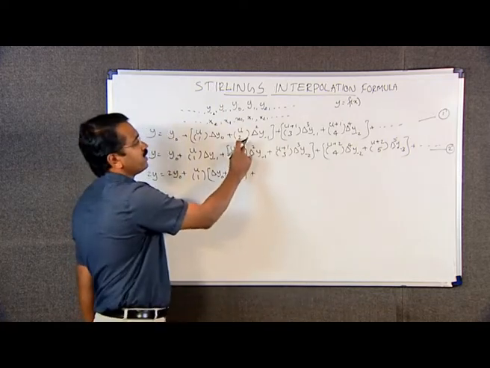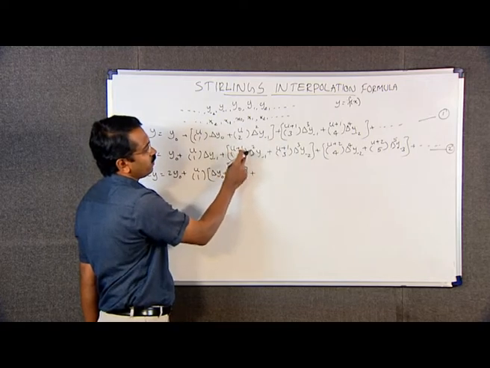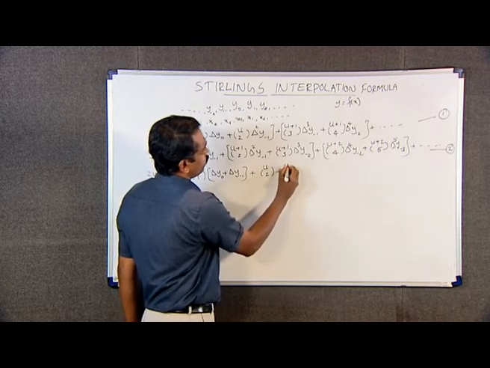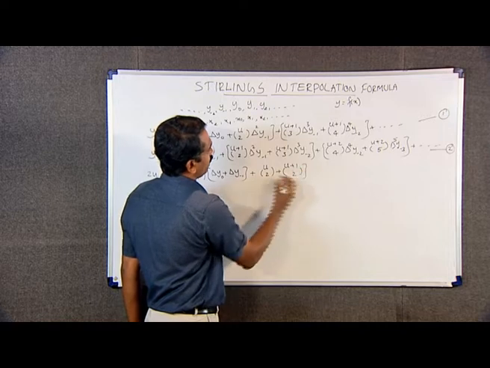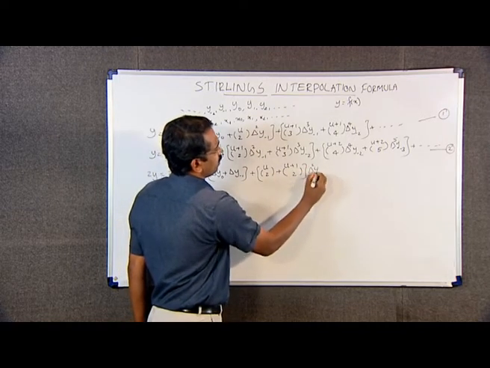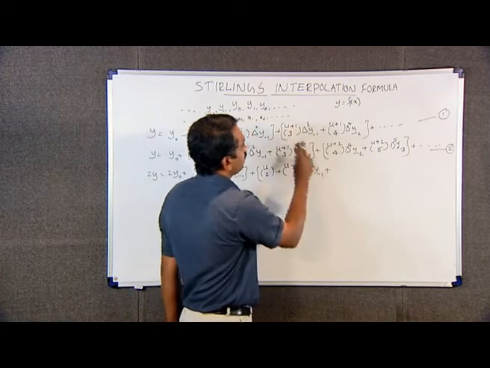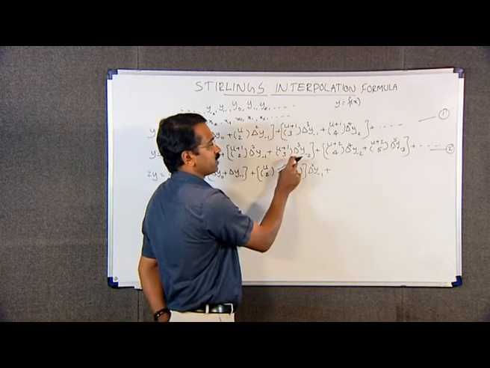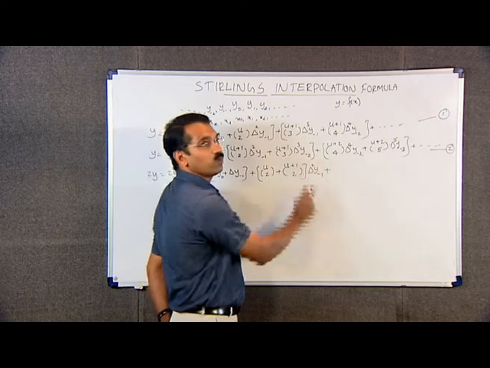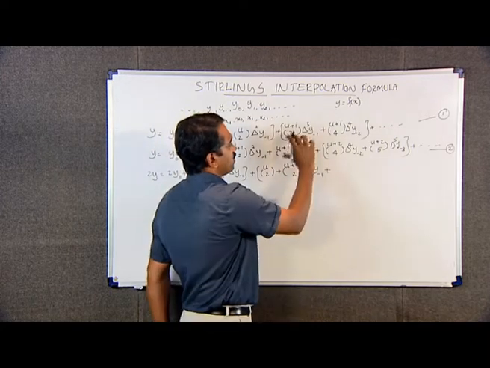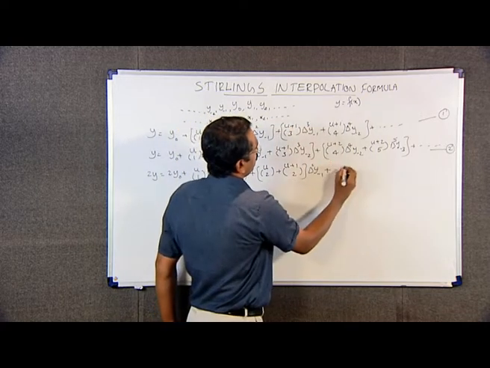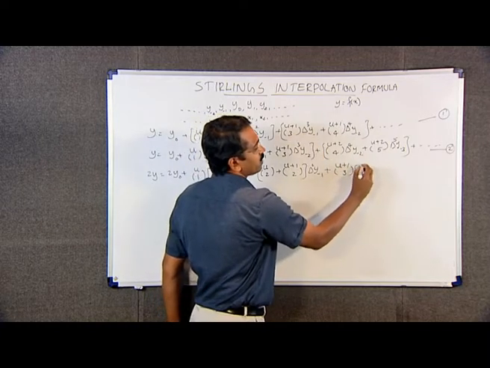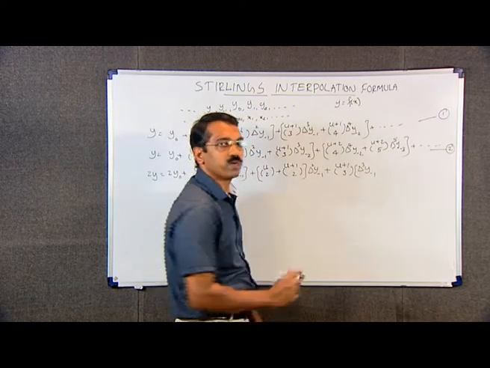Plus next is uc2 delta square y minus 1 plus u plus 1 c2 delta square y minus 1, that is uc2 plus u plus 1 c2 into delta square y minus 1, plus next term is u plus 1 c3 delta cube y minus 1 here, and in the second expression u plus 1 c3 into delta cube y minus 2. We can write the sum of these 2 as u plus 1 c3 is common into delta cube y minus 1 plus delta cube y minus 2.